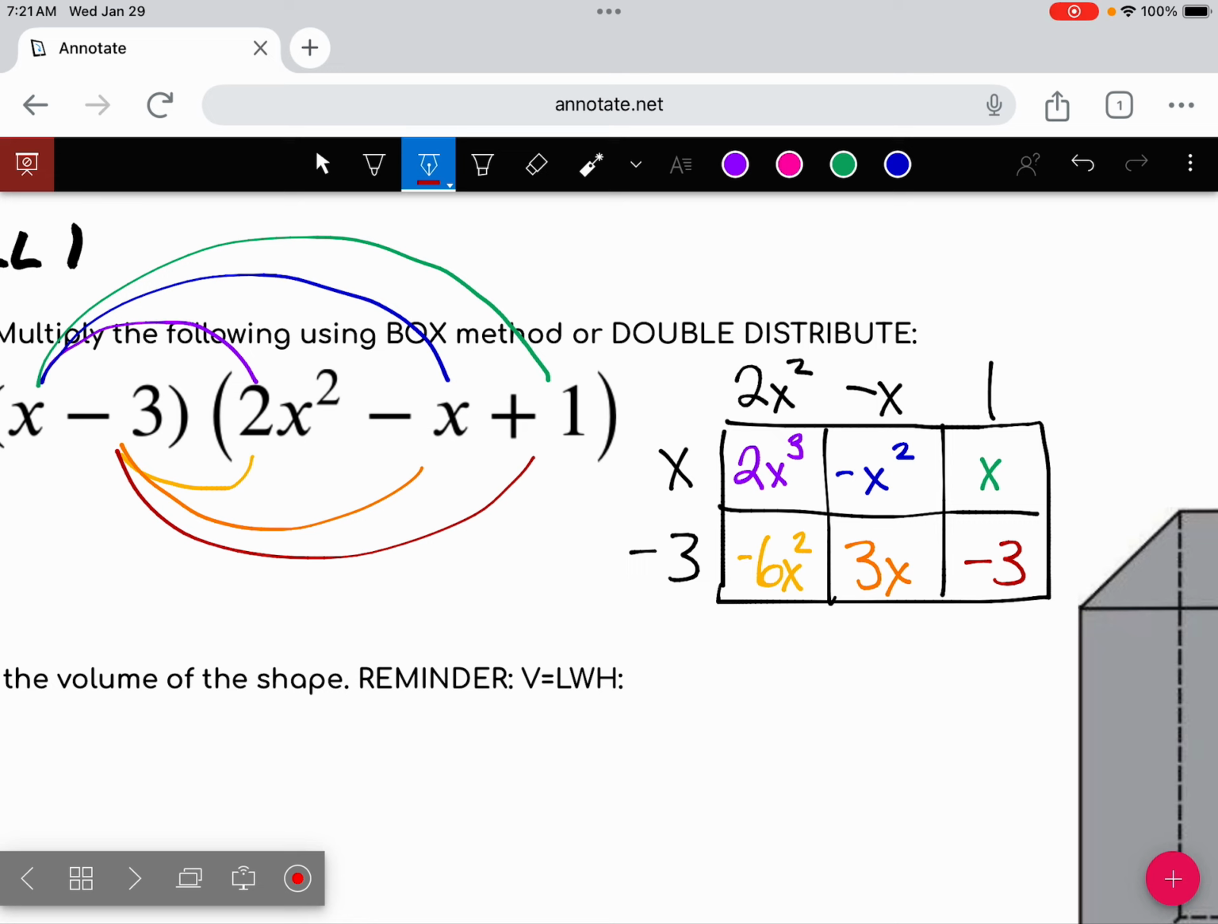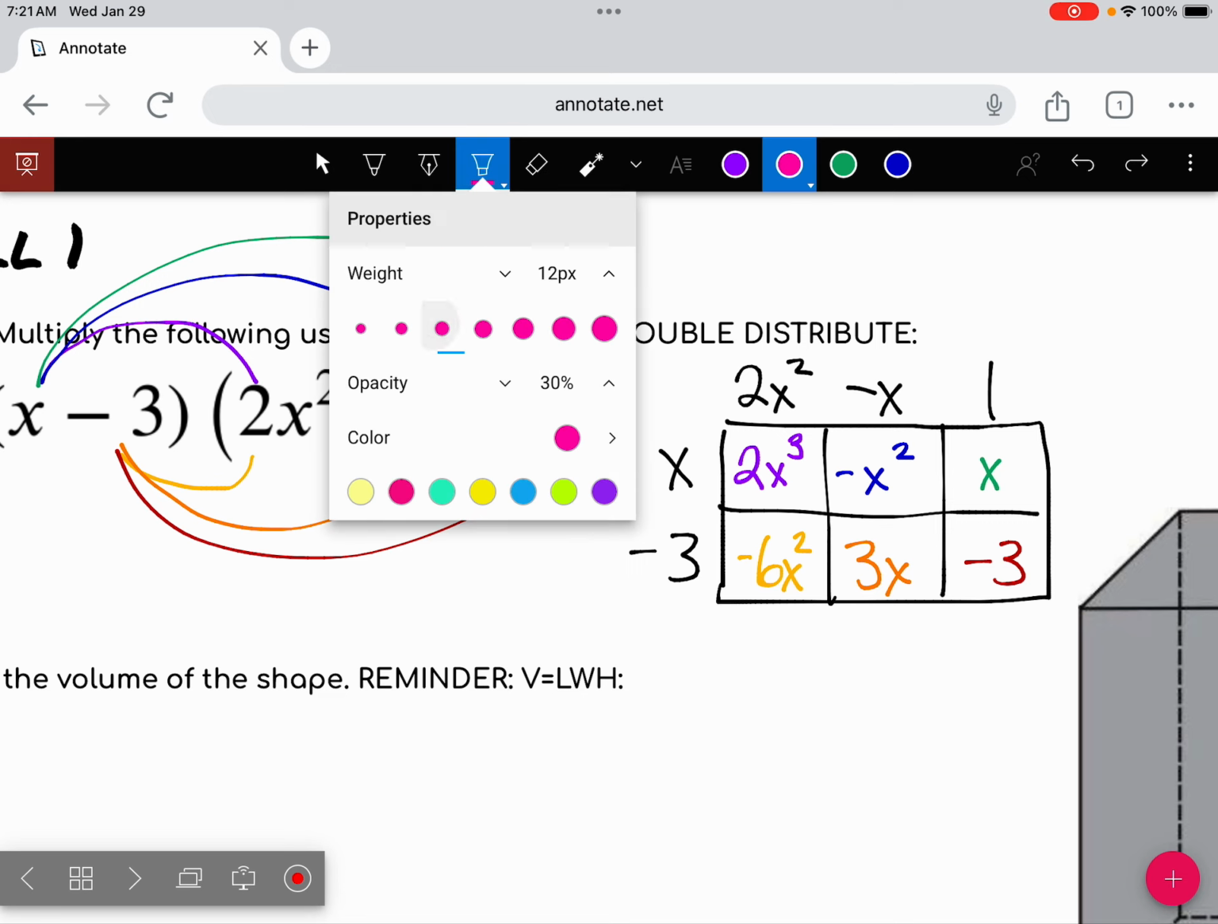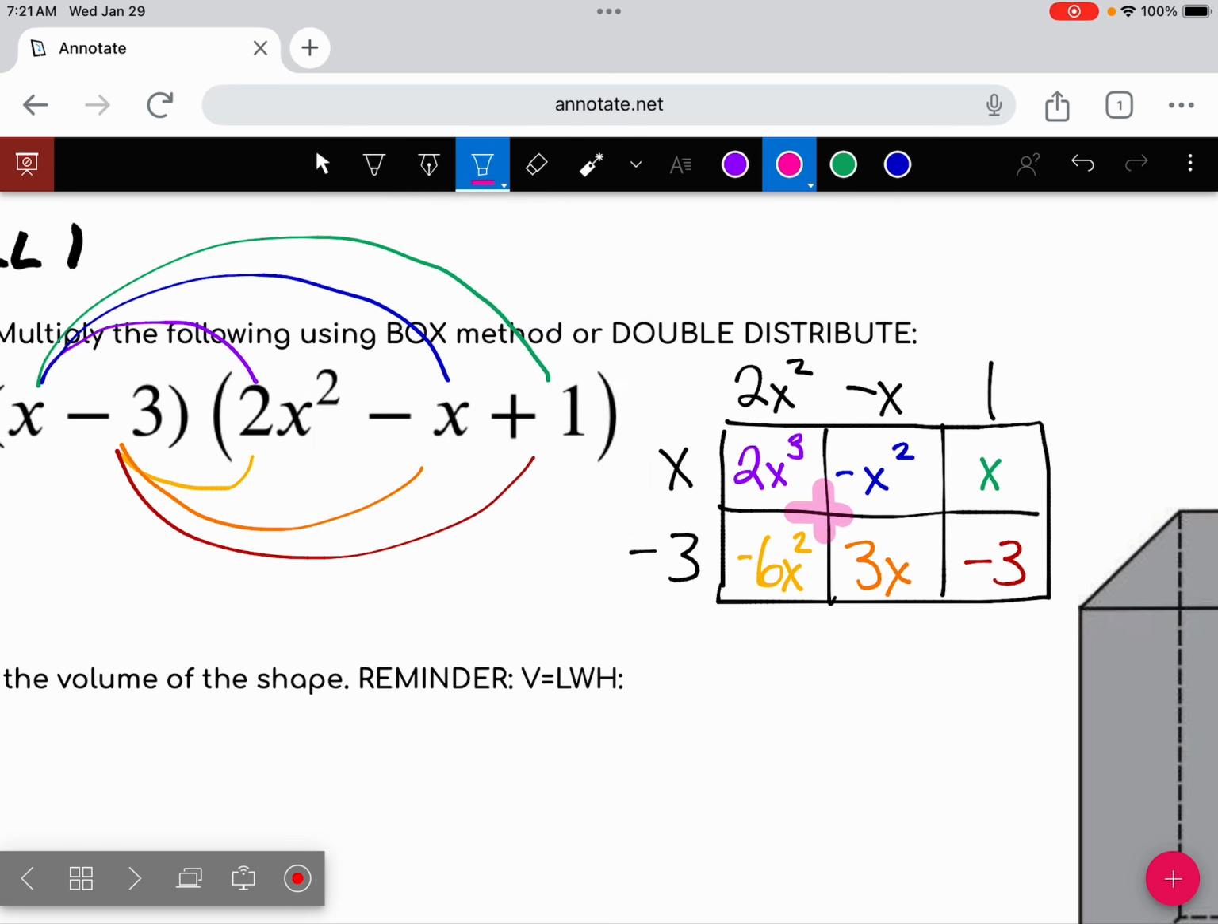No matter how you do it, whether you do it distribution or you do it in the box, you get the same pieces. We're going to take them out of the box, add them together. There's a little plus inside the box to help us remember if we forget what we're doing.